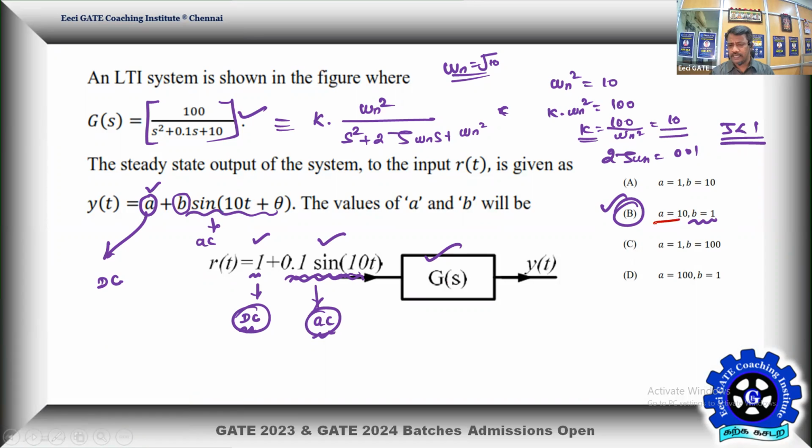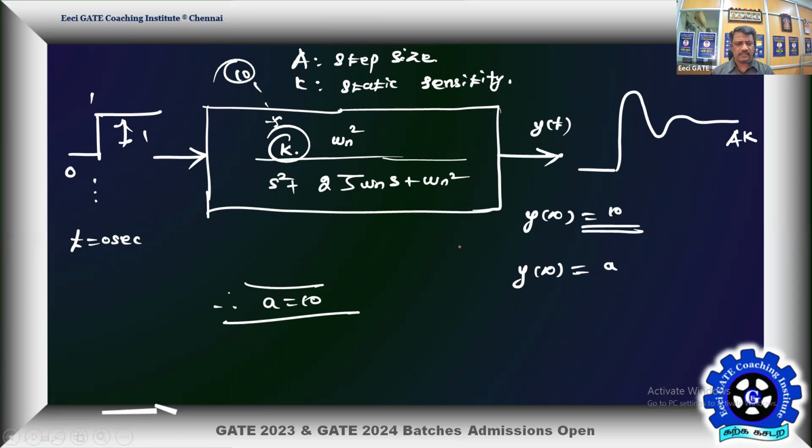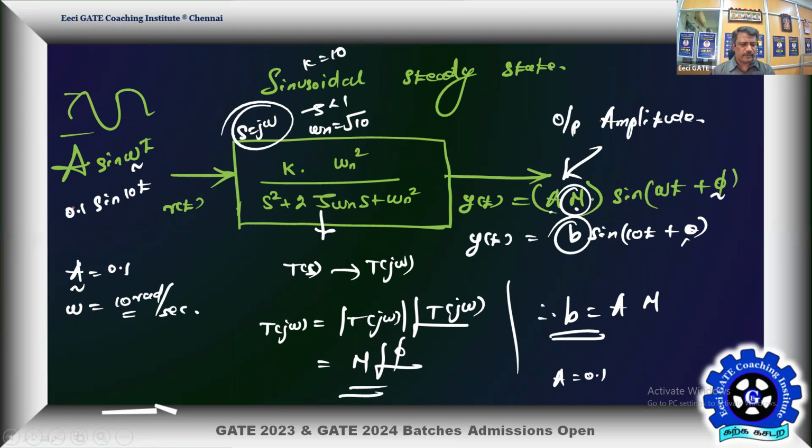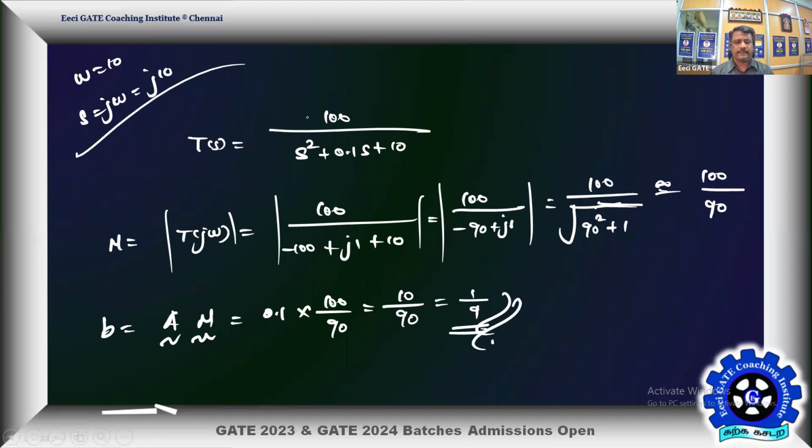So A is equal to 10, but for B we are getting 1 by 9, but nothing is matching. Let me confirm A first. A is 10, so A must be 10. There is no other choice. That's fine. So the amplitude is 0.1 and the magnitude is 100. That's fine. So J10 square is minus 100, minus 90 square, 100 by 90. Okay, seems to be fine.